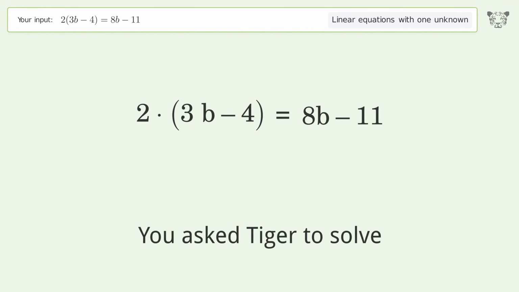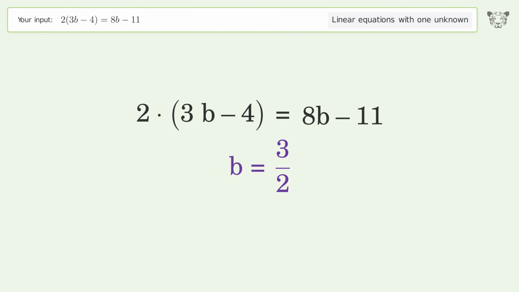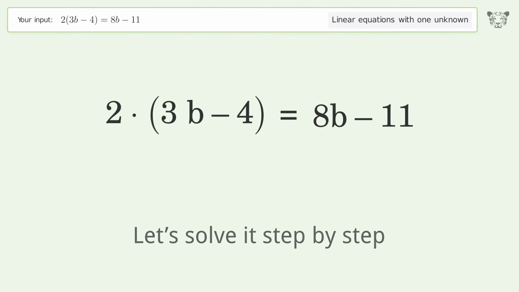You ask Tiger to solve this. This deals with linear equations with one unknown. The final result is b equals 3/2. Let's solve it step by step.